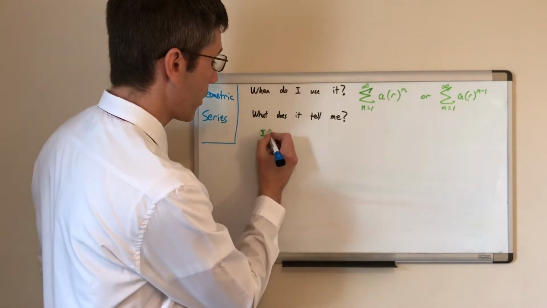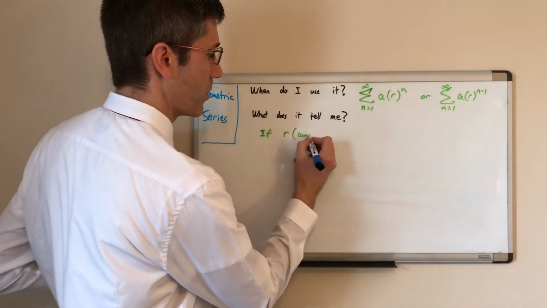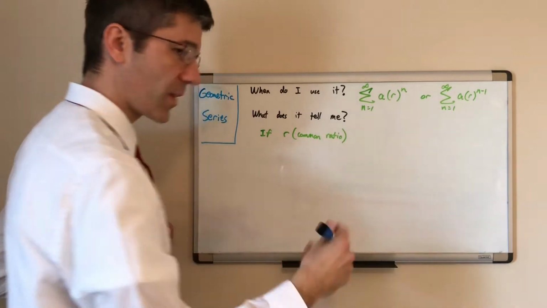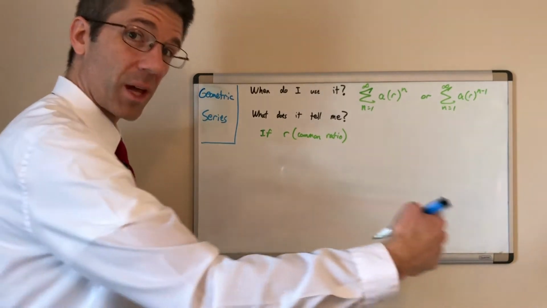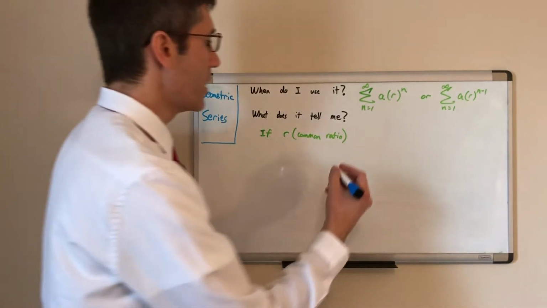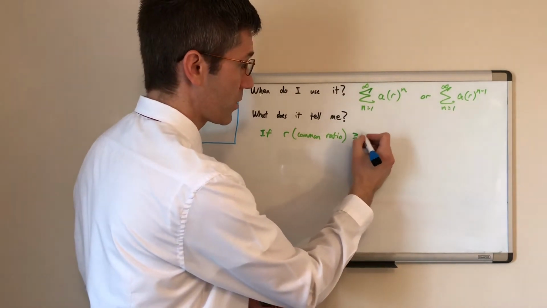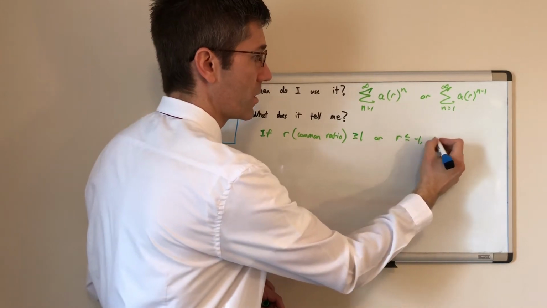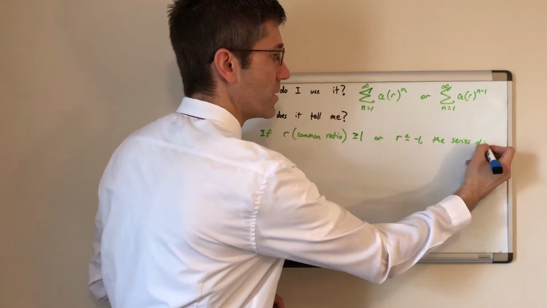So if my common ratio r, that's what I'm multiplying by every time. If I give you a list of numbers, you can say, oh, how am I going from one to the next? And if I'm multiplying by the same thing every time, you found your r. So if r is greater than or equal to 1, or r is less than or equal to -1, the series diverges.